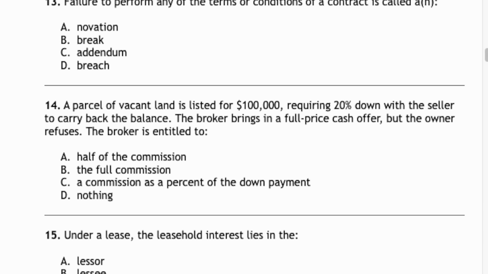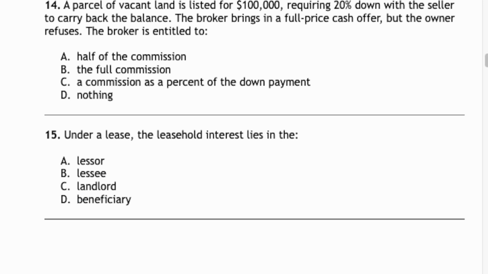The answer, which I had some trouble with on this one, is D, nothing. Since the offer does not meet the exact terms of the listing, the broker is not entitled to any commission. In this case, the seller could be looking forward to the interest that would be earned from seller financing 80% of the purchase price.